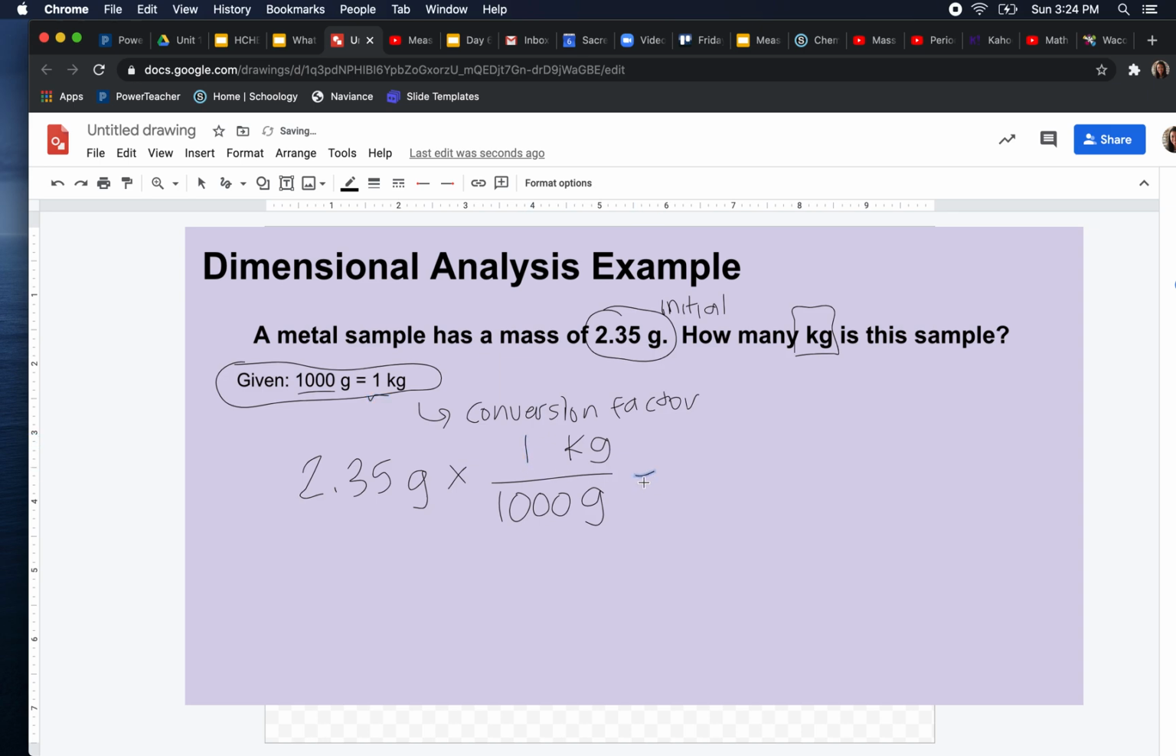Okay, and now I'm in the home stretch of my calculation. I take the 2.35, I multiply it by 1, which gives me 2.35, and then I divide it by 1,000. You can either do that in your calculator, or you may know the trick that if you divide by 1,000, you bump the decimal to the left 3 times, which would give you a final answer of 0.00235 kilograms. Okay, I'm going to label and circle my final answer, and there we go.